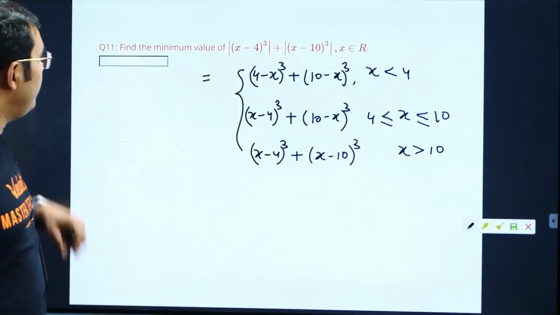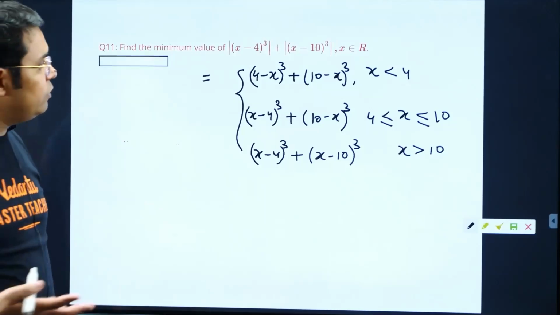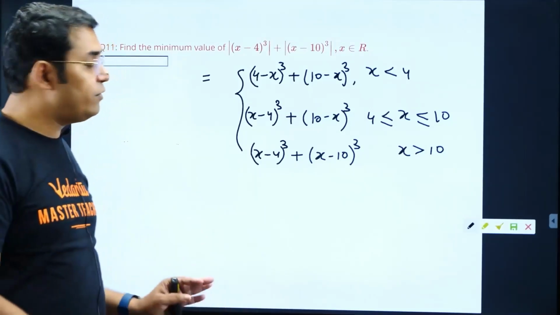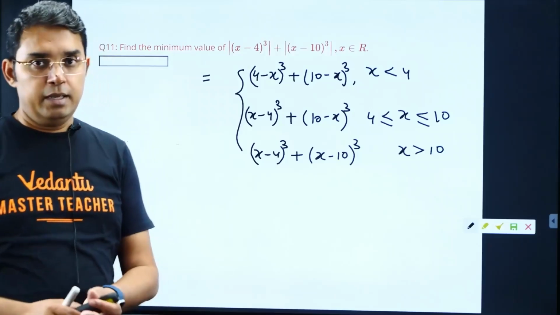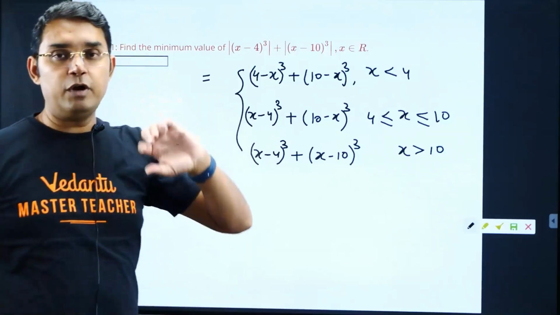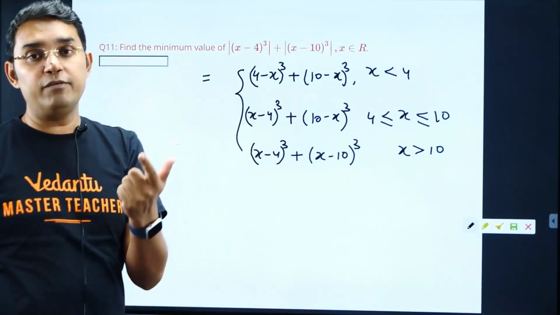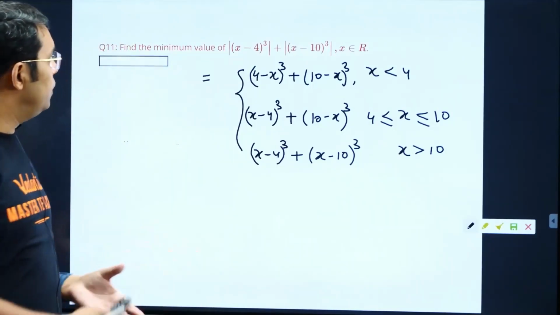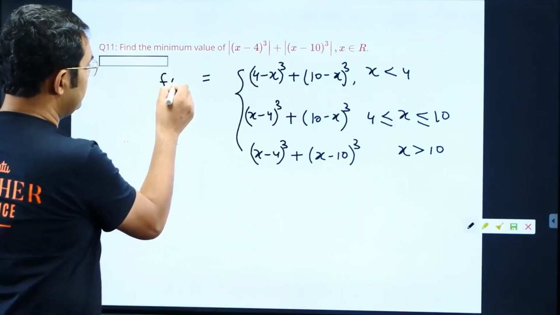Okay, now we have to find the minimum value. Minimum value is found when we find the derivative to be 0 or the derivative does not exist. Minimum or maximum are found at the critical points. Critical points are where the function has derivative equal to 0 or the derivative does not exist. Okay, so let us say this is my f(x).